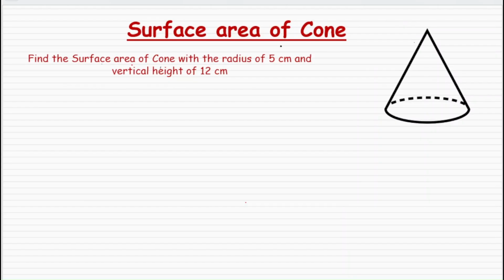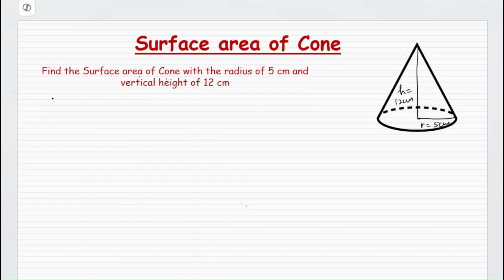Let's do the next question, in which we have to find the surface area of the cone with the radius of 5 centimeters. So radius is 5. And instead of slant height, this time they have given us the vertical height h as 12 centimeters. Now in my formula of surface area, I need to have the slant height. So how will I find the slant height when it is not given?